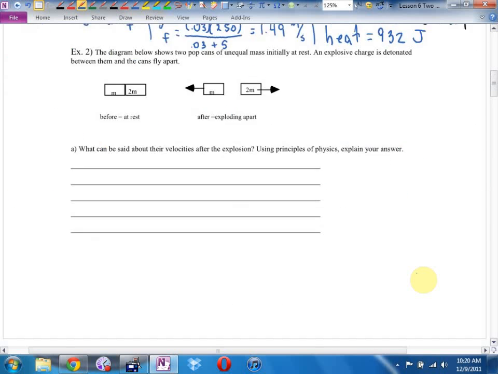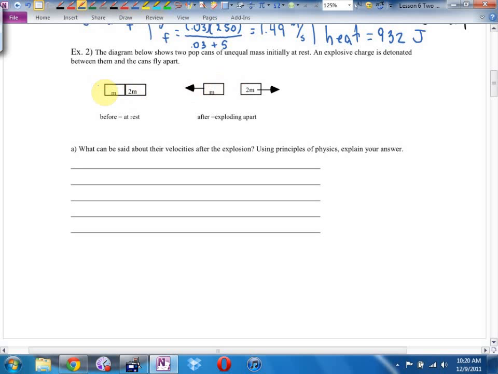Example 2. The diagram below shows two pop cans of unequal mass initially at rest. An explosive charge is detonated between them. Boom! And they fly apart. What can you tell me about their velocities after the explosion?